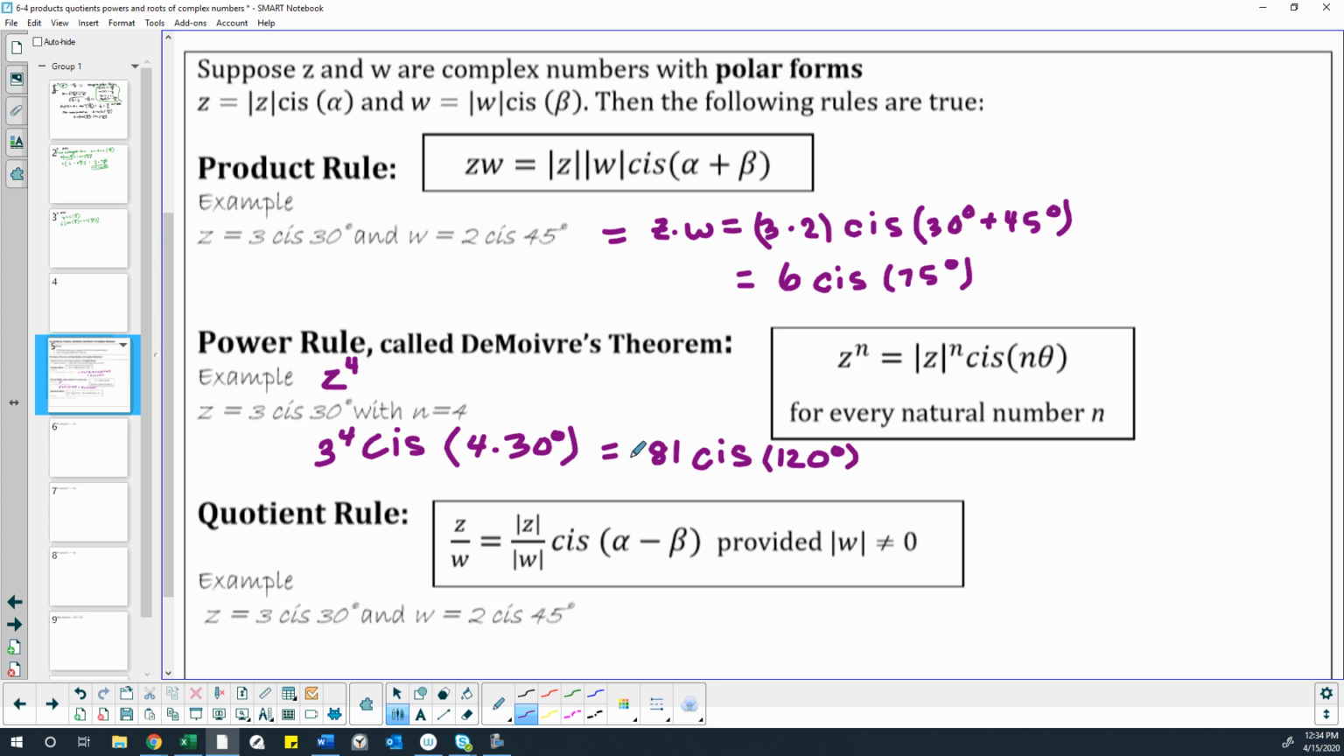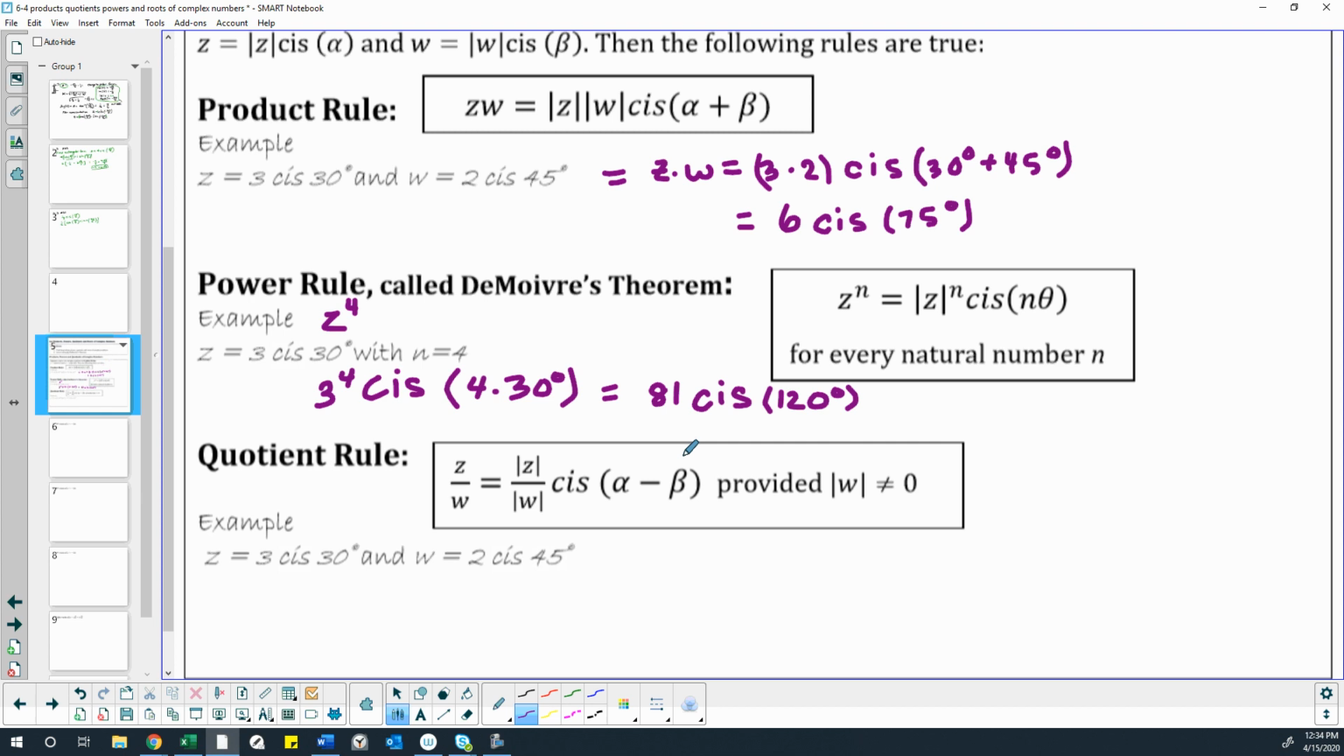Now let's look at the quotient rule, which follows along just what we would expect from the product rule. The product rule was we multiply the magnitudes and add the angles. So the quotient rule is we divide the magnitudes and we subtract the angles. And of course, we can't divide by 0, so just be aware of that.